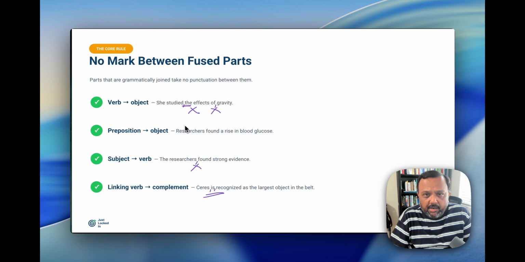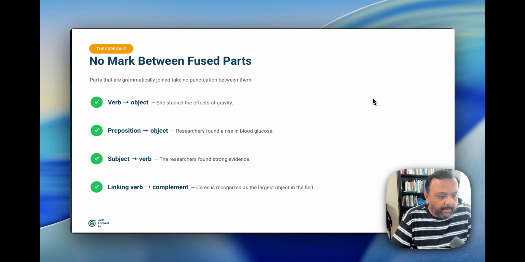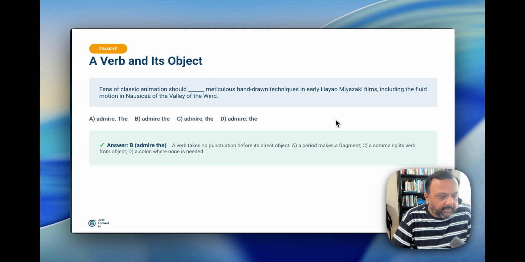But again, it's hard to remember all of the technical aspects of grammar. So you go by the ear, but just be mindful of the fact that some of the natural pauses that we leave when we speak do not translate to a punctuation when we write it. Okay, let's go to the next slide here.